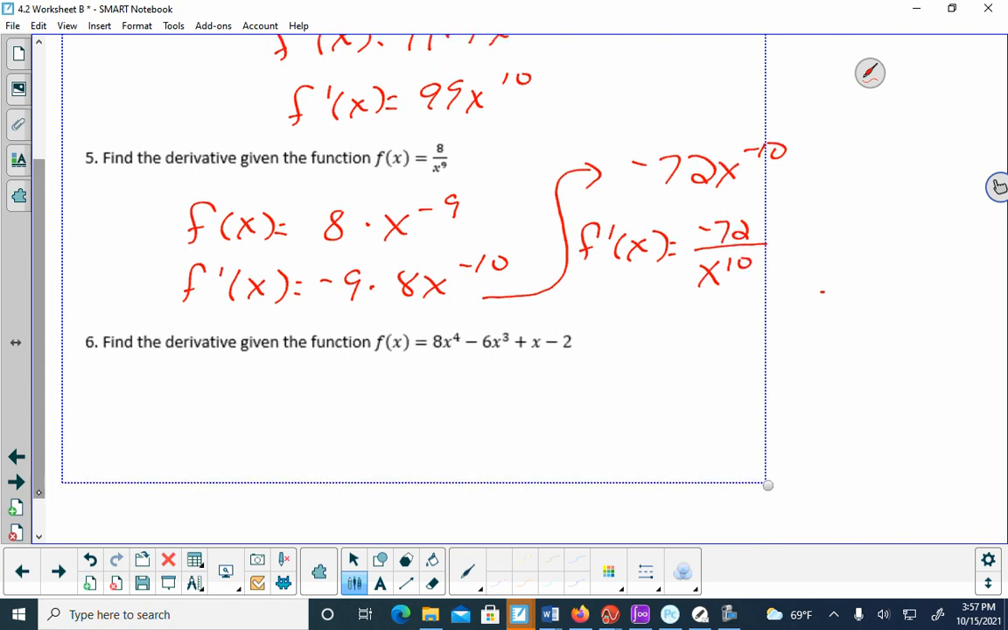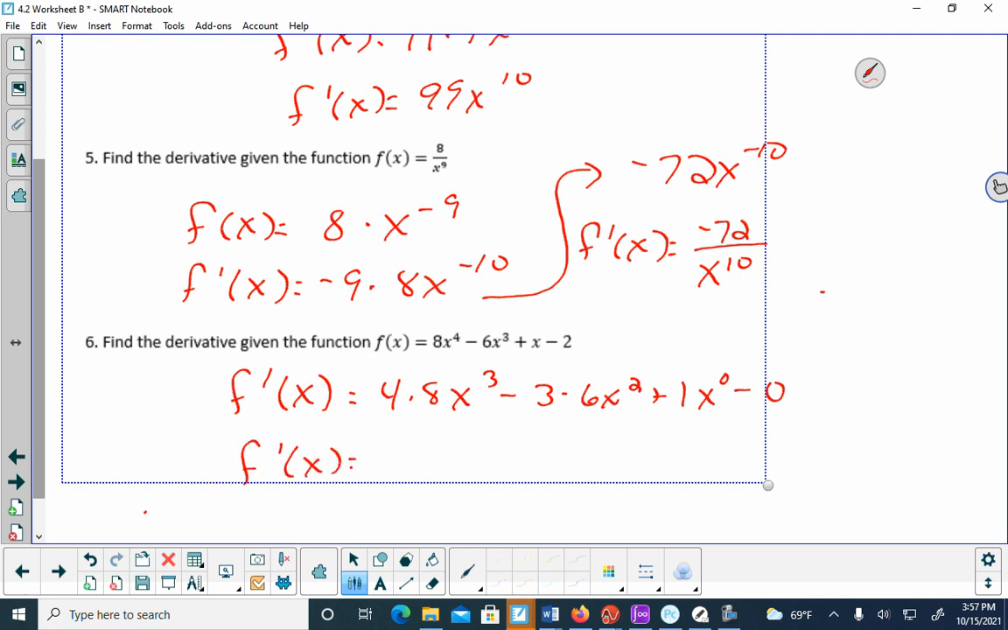Number 6. I am going to find the derivative, and I'm going to go term by term. So I'm going to do 4 times 8x to the 3rd minus 3 times 6x squared plus 1 times x to the 0 minus 0. I don't know if I'd do all that writing. I think I would have just skipped to 32x cubed minus 18x squared plus 1.